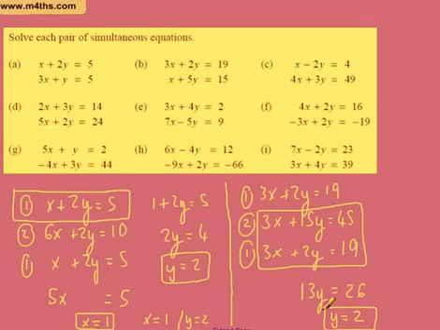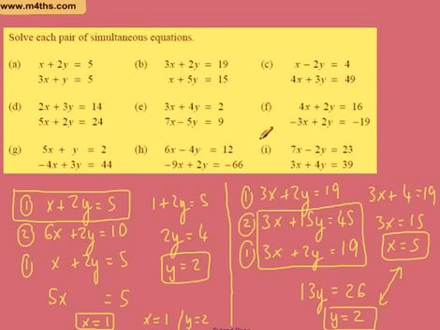Substituting that back in, we end up now with 3x plus 2 lots of y, well y is 2, 3x plus 4 is equal to 19, 3x is equal to 15, and x is equal to 5. So this is the technique of elimination. We're just eliminating it. So there are your two solutions, and check they fit both.